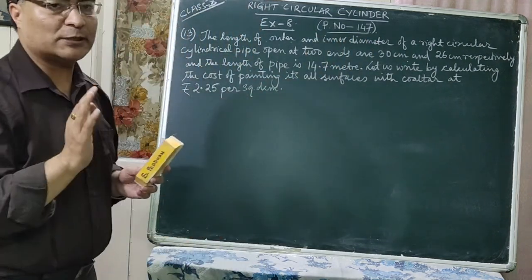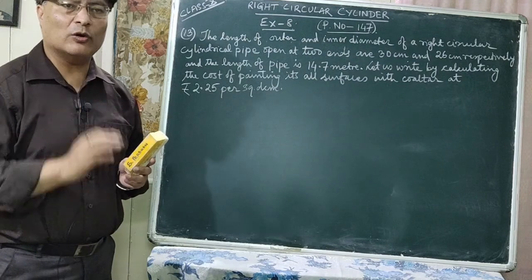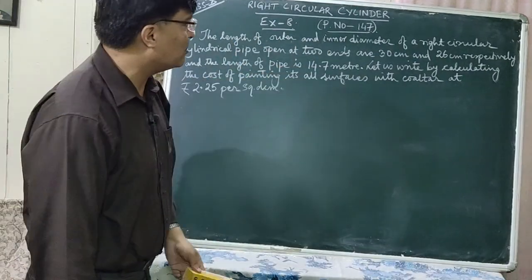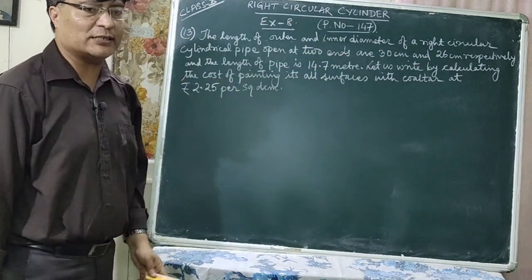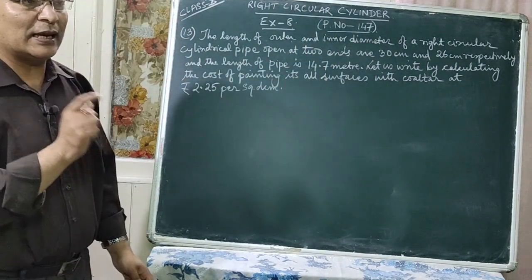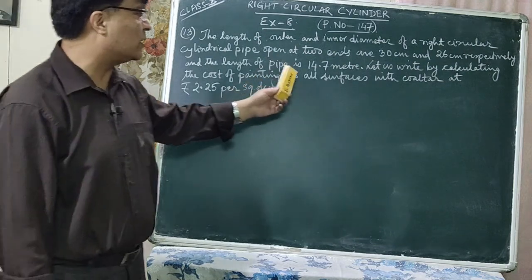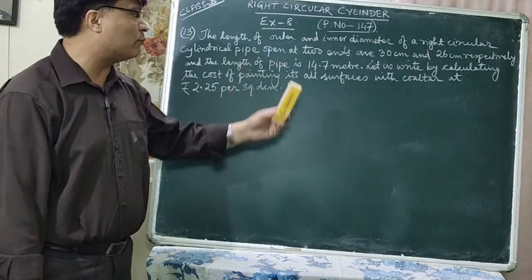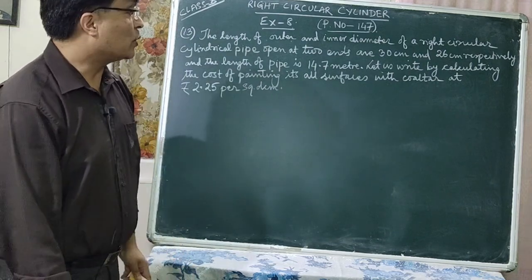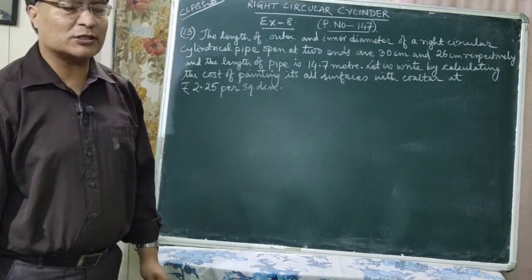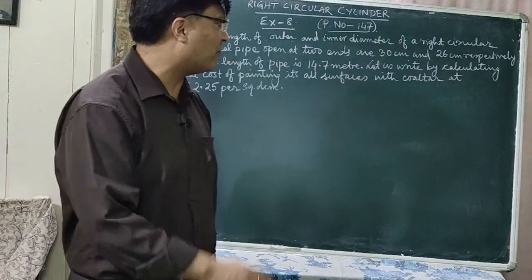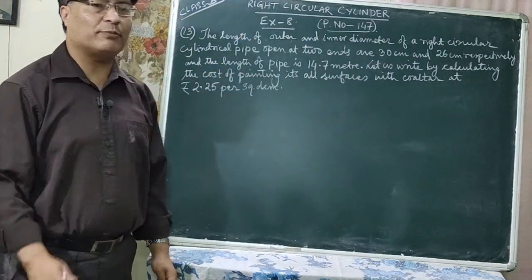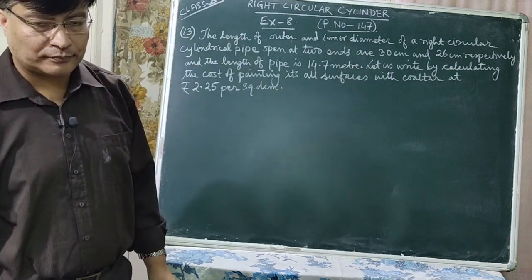So this pipe is a hollow right circular cylindrical pipe. Its outer diameter is 30 centimeter and the inner diameter is 26 centimeter. Okay, and what is the length of the pipe given? It is 14.7 meter. So let us write by calculating the cost of painting its all surfaces with coal tar at rupees 2.25 per square decimeter.